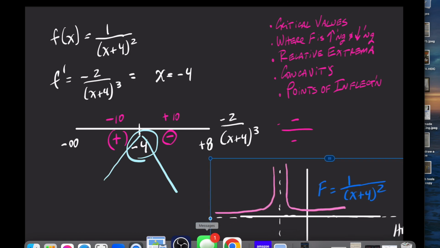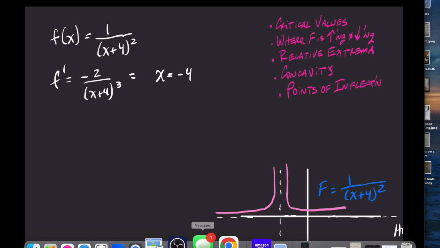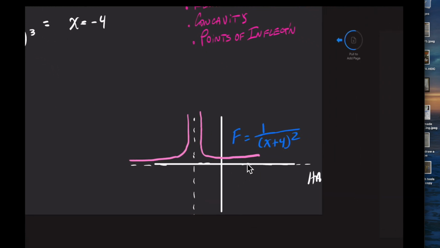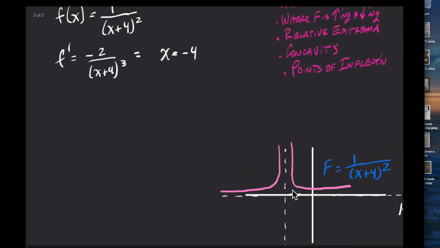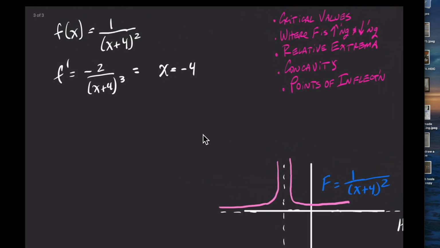Here's the graph of this function. Let me go ahead and erase this to make it more clear. And you can see this is the graph of 1 over (x plus 4) squared. This is -4. Folks, this is not a relative extrema. We do see the graph increasing from -infinity to -4 and decreasing from -4 to infinity, but there is no local extrema here. So whenever you think you have a local extrema, you have to go back and check the original function and make sure that that point exists on the original function.